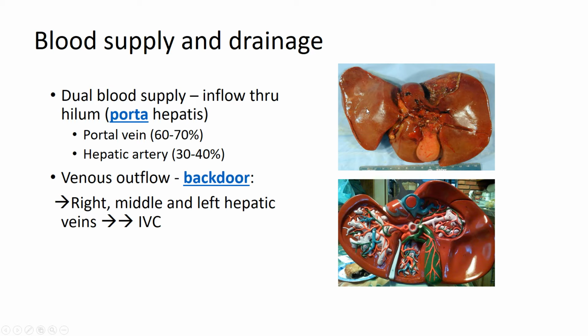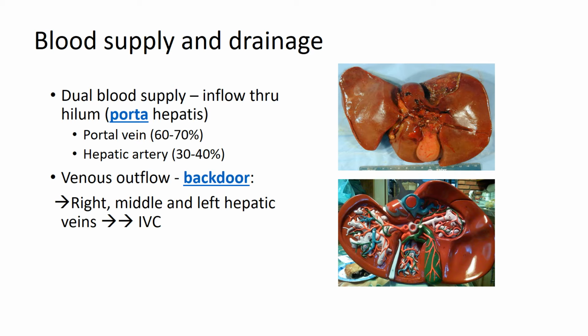The liver is a very lucky organ. It has a dual blood supply. The inflow is via the porta hepatis. Porta means door. The portal vein normally carries 60 to 70% of the blood supply into the liver, and that comes from the intestines and the spleen. And the hepatic artery carries oxygenated blood, which comprises about 30-35% of the blood supply to the liver.